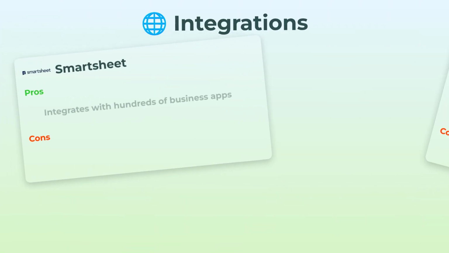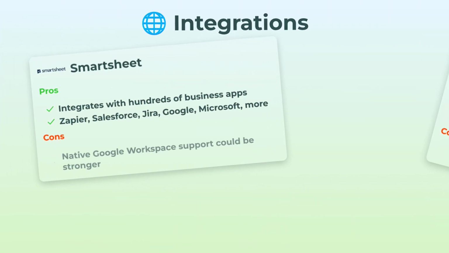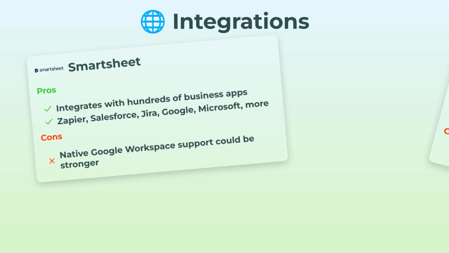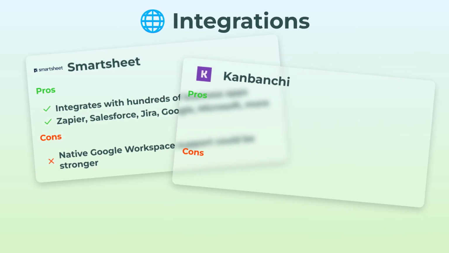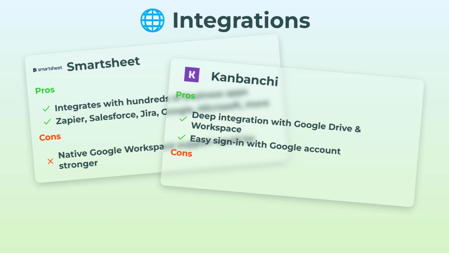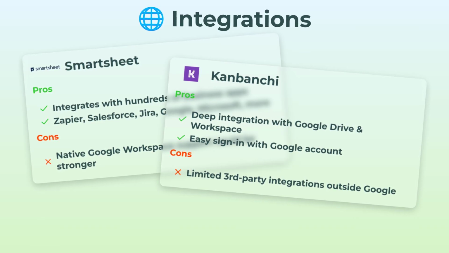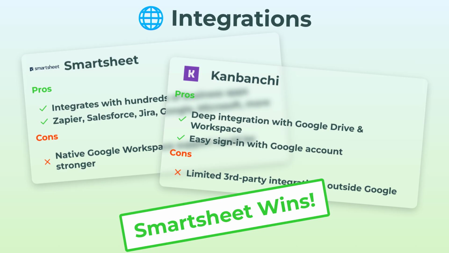When it comes to integrations, Smartsheet is honestly a beast. Think Salesforce, Jira, Microsoft, plus Zapier for nearly everything else. The only thing it doesn't do as smoothly is Google Workspace, funnily enough. Kanbanchi is totally at home in Google land, super tight with Drive, uses your Google login, all that. But if you want to plug into anything outside the Google ecosystem, not so much. So if integrations are your life, Smartsheet is the obvious pick.